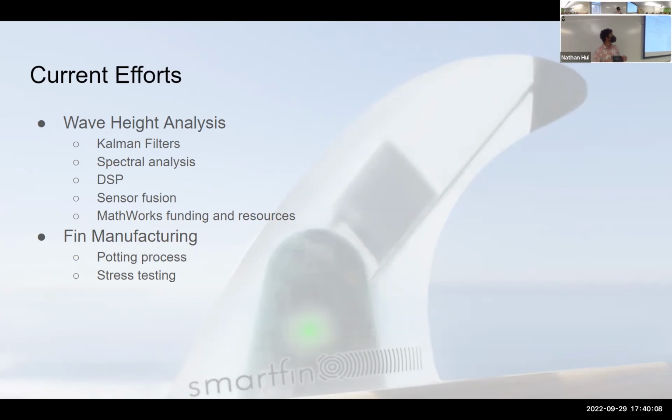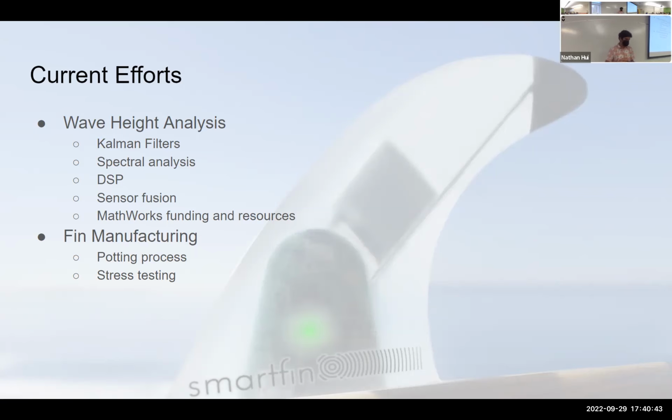So if you're interested in Kalman filters, spectral analysis, DSP, which is digital signal processing, or sensor fusion, things like combining the IMU data together, then I would recommend Smartfin. And we recently got a MathWorks grant, so we're working with MathWorks MATLAB scientists every month. They're helping us figure some of this stuff out too. So if you're interested in working with them or working on any of this, do contact me. My info is on the following slides.